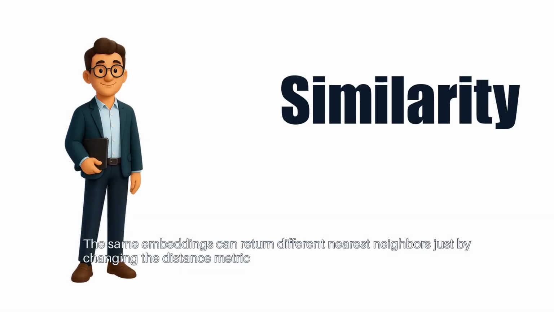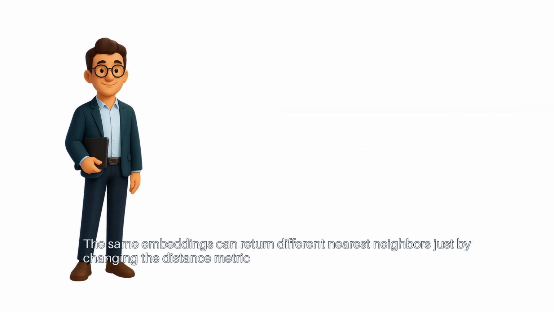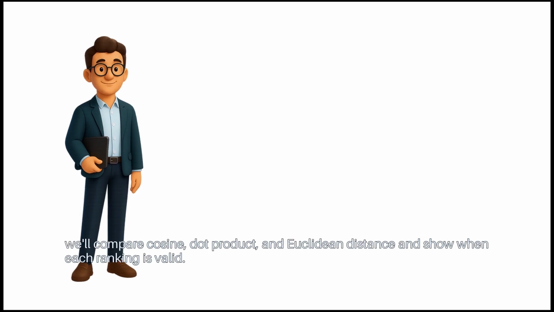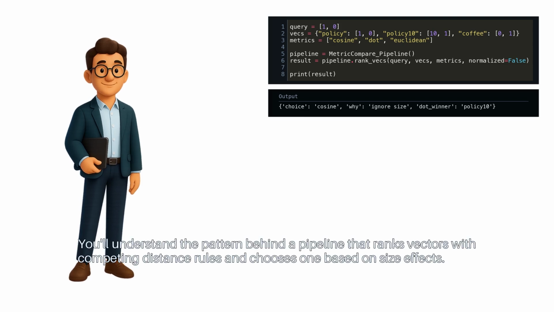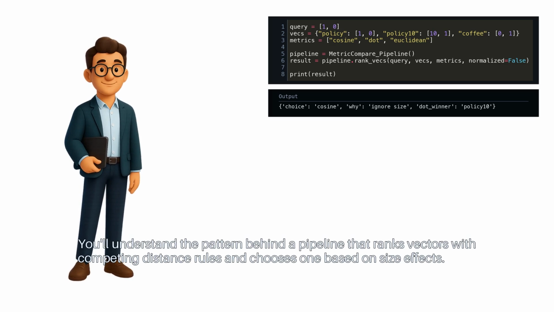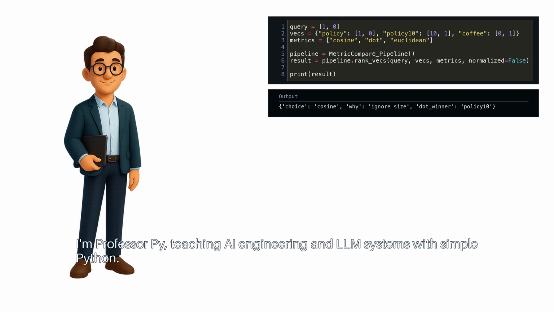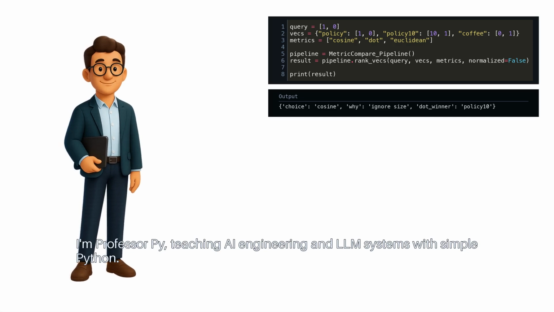The same embeddings can return different nearest neighbors just by changing the distance metric. We'll compare cosine, dot products, and Euclidean distance and show when each ranking is valid. You'll understand the pattern behind a pipeline that ranks vectors with competing distance rules and chooses one based on size effects. I'm Professor Pi, teaching AI engineering and LLM systems with simple Python.